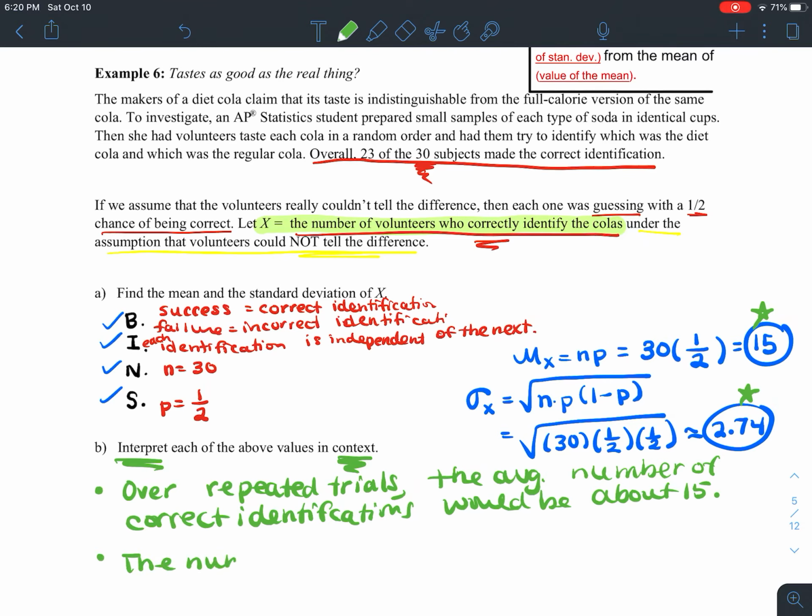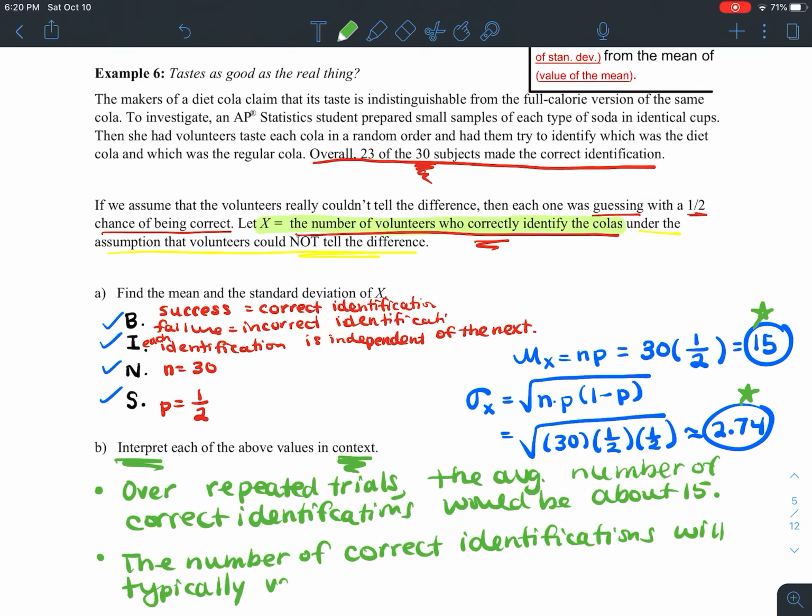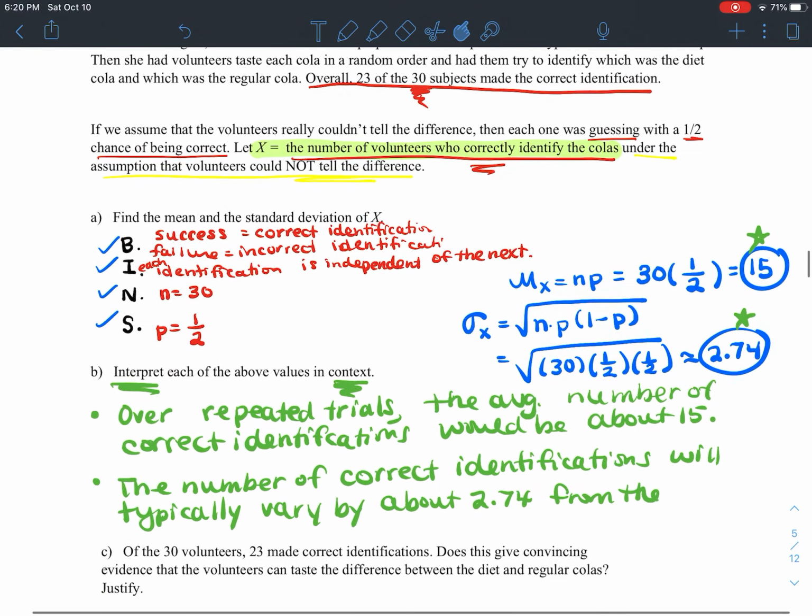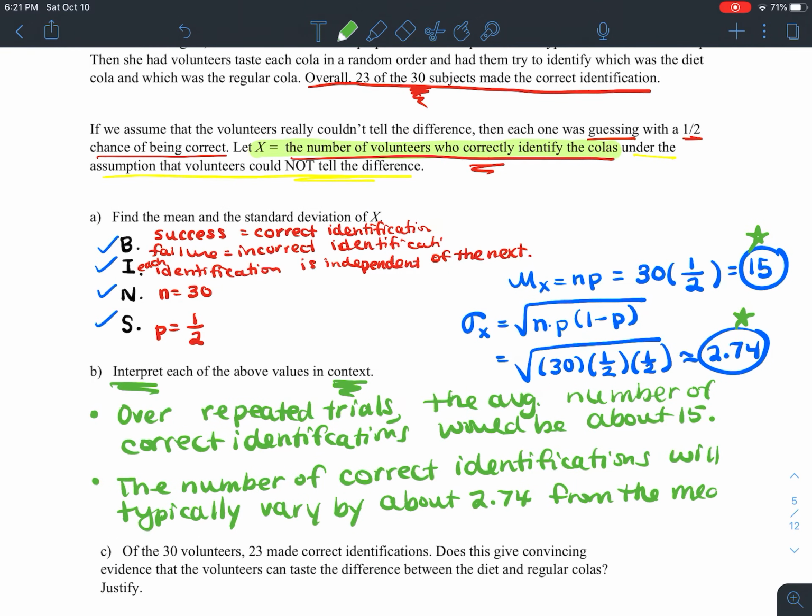For the standard deviation, we can say the number of correct identifications will typically vary by about 2.74 from the mean of 15. Okay, that would be the correct interpretation for that.